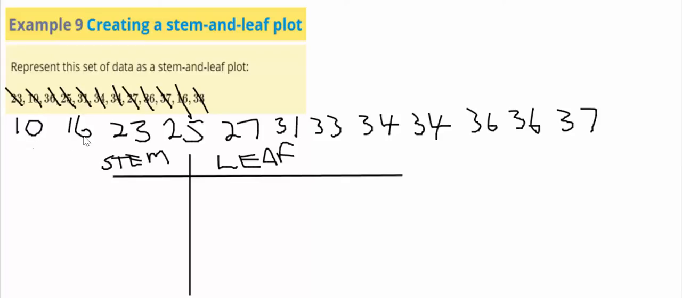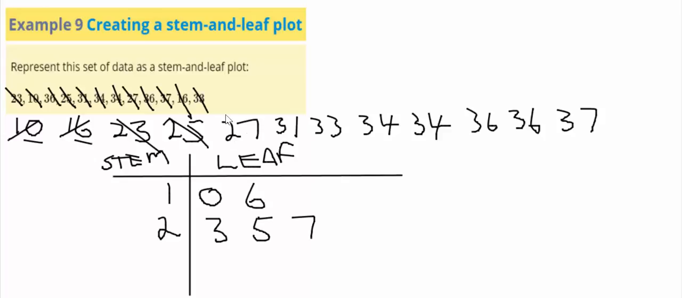Okay, so looking at our data, we've got 10, 16. Okay, so in the scores in the 10s, straight away I can write a 1 there, and then we write our leaf numbers now, which is the last digit after each of them, so you'd have a 0 and a 6. That easy. Okay, so they're done. Then we've got a heap of 20s. Okay, so 2 is going to be my stem, and then my leaf is going to be the single unit digit at the end. So 3, 5 and 7 in this case. Okay, so 23, 25 and 27.